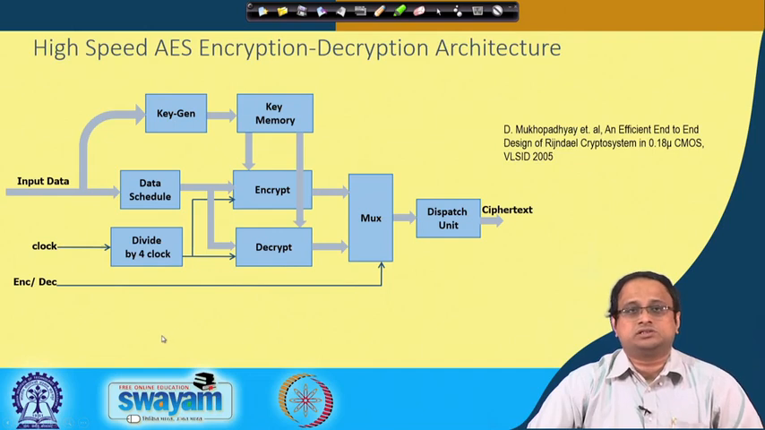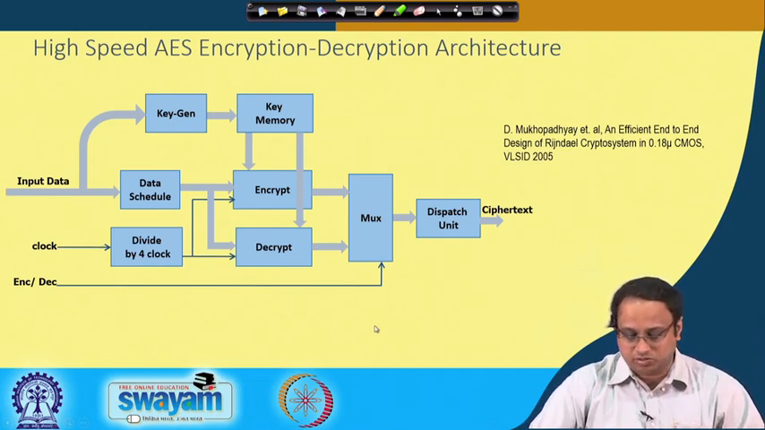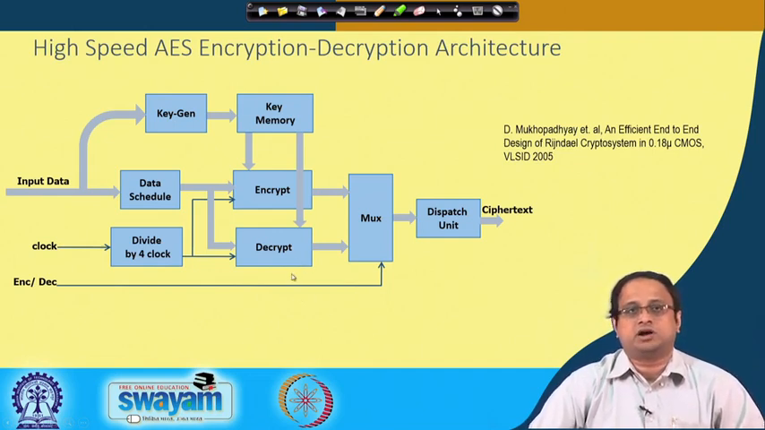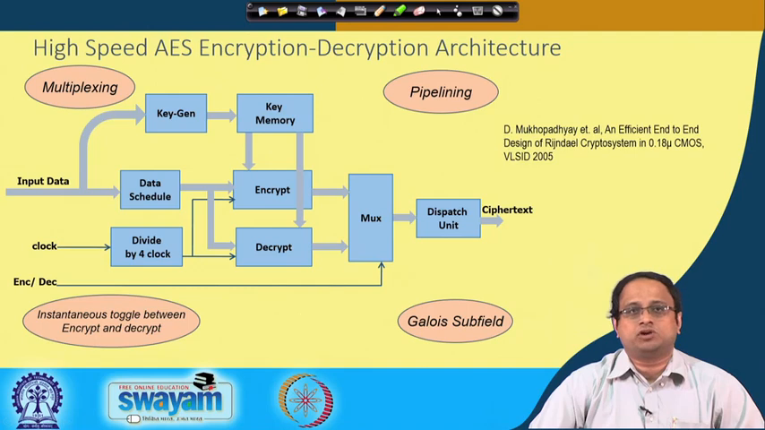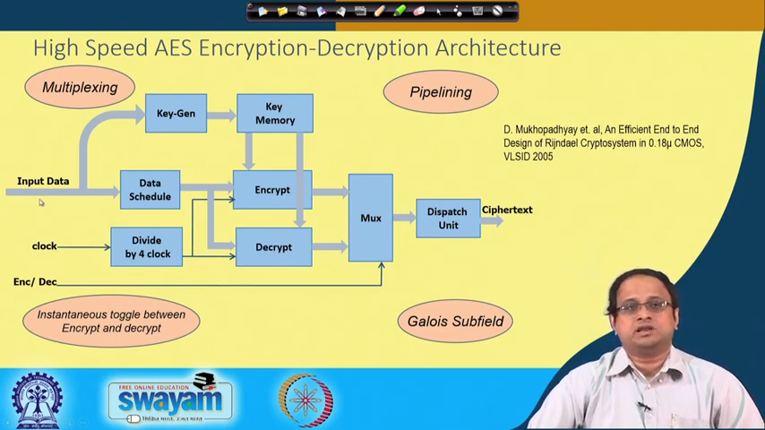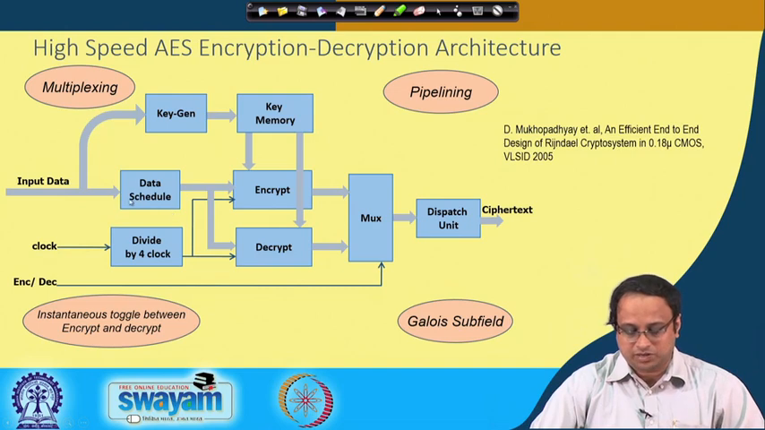So this is probably one architecture where you are doing both encryption and decryption on the same hardware. As I said, if you want to improve the throughput, then there are several techniques that you can try to adopt. For example, you can try to multiplex the input data, because you remember that there is a pin count restriction. So if you really want to save on that, then you can multiplex the input to the encryption engine and to the decryption engine.